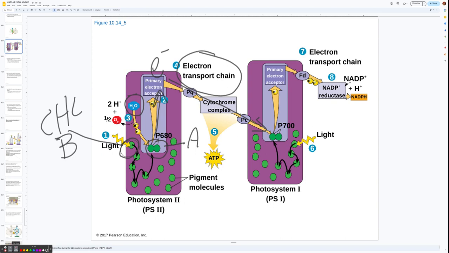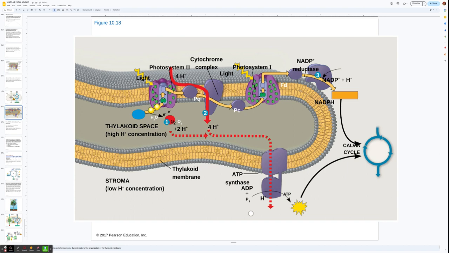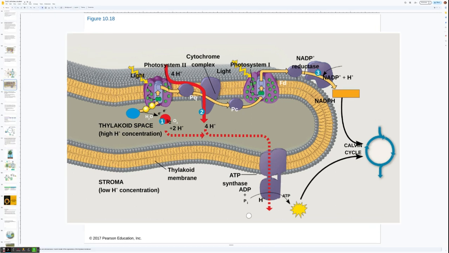Remember that from cell respiration? Okay, let's go to that picture. I'm going to go over it again. Again, we got a lot going on here. Let's see if I can make this just a little bit bigger. Oh, that's as far as I can go.